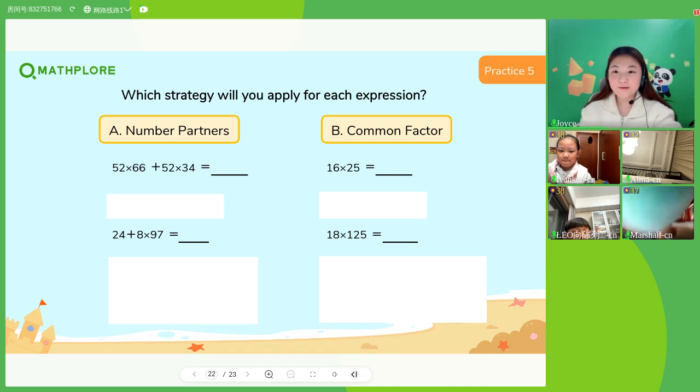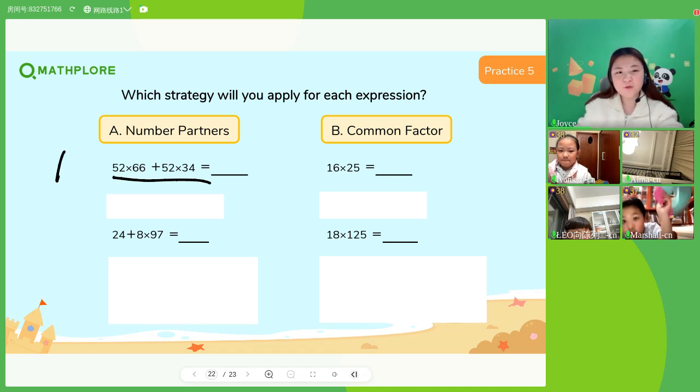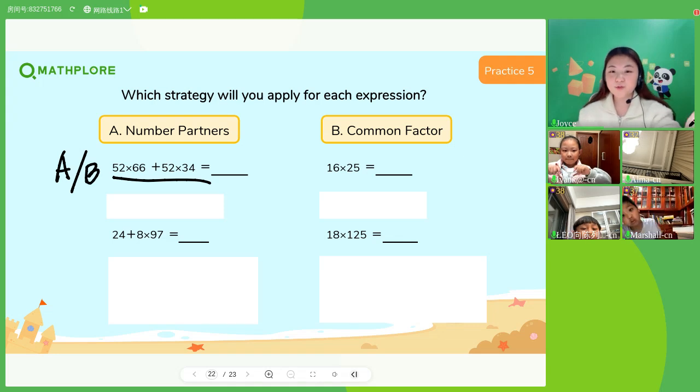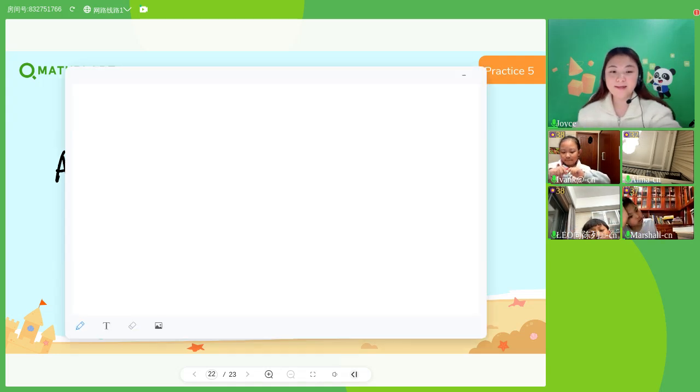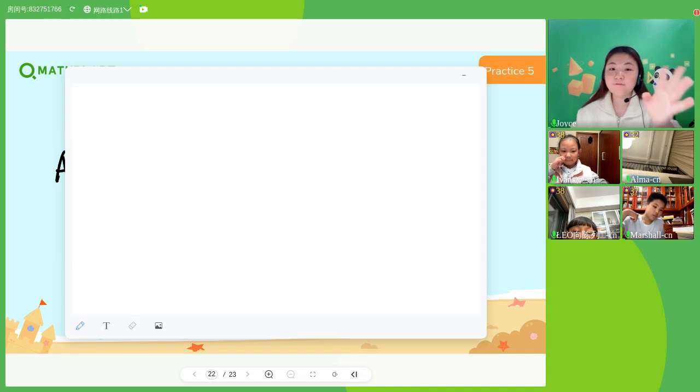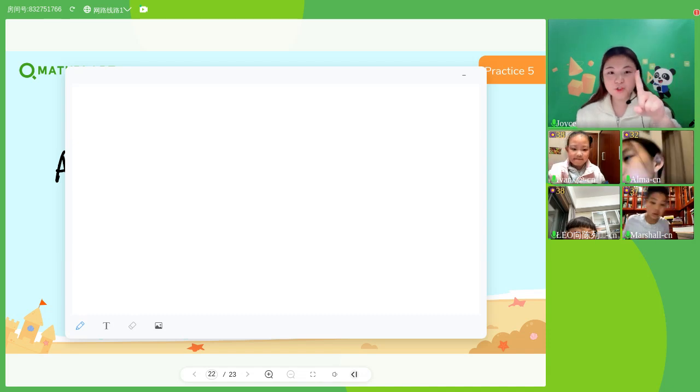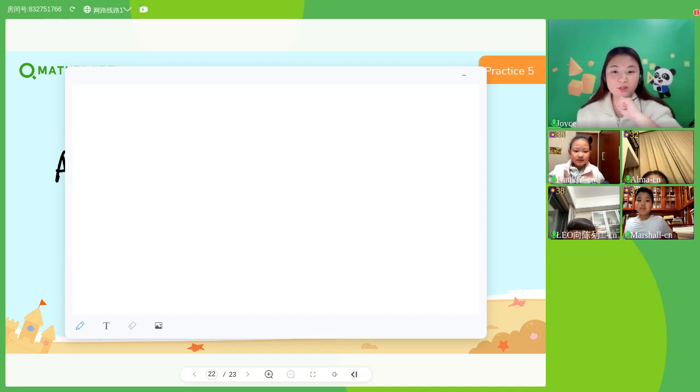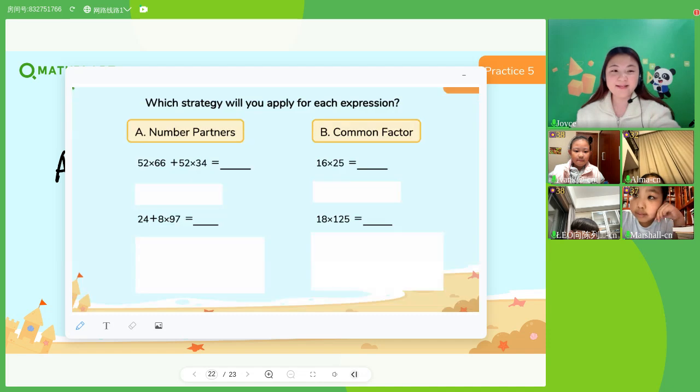But listen, firstly, you have to show me, for this expression, do we use the number partner way or the common factor? Just try to write A or B first and then do the calculation to show me the answer on the line. Is that okay? You have 4 minutes to solve the problem, 1 for each. When time is up, I'd like to hand you the whiteboards together to check it, okay? Come on, take a try, please.